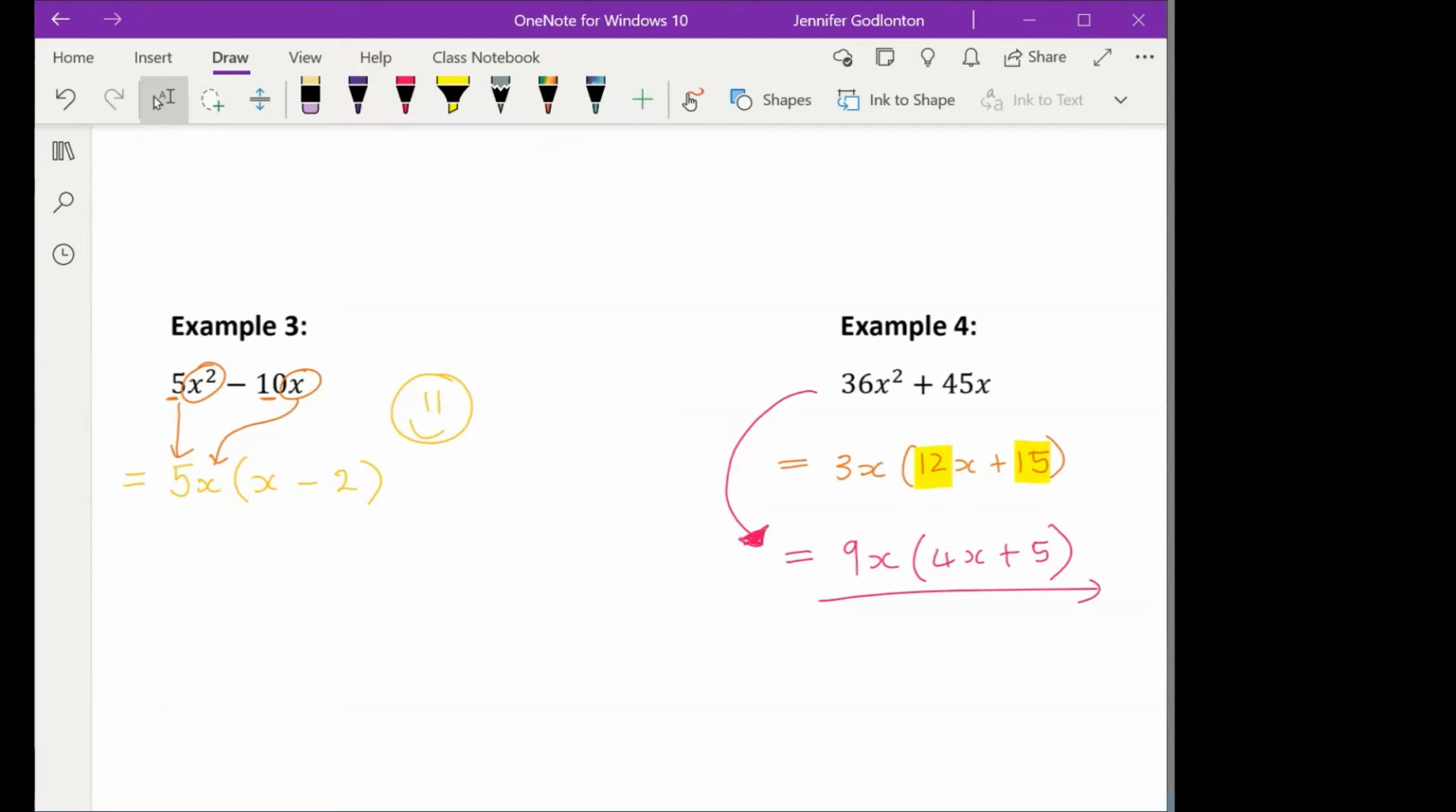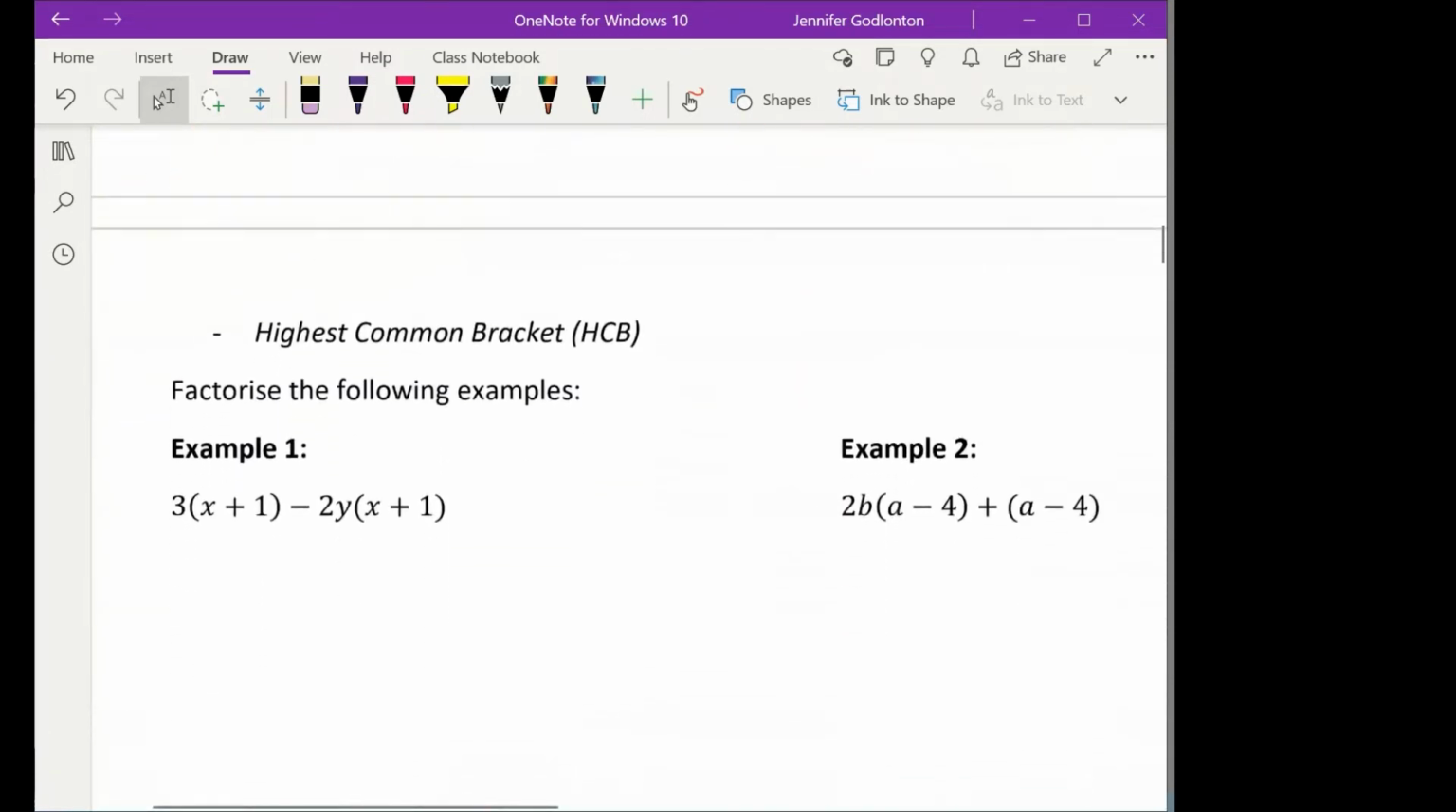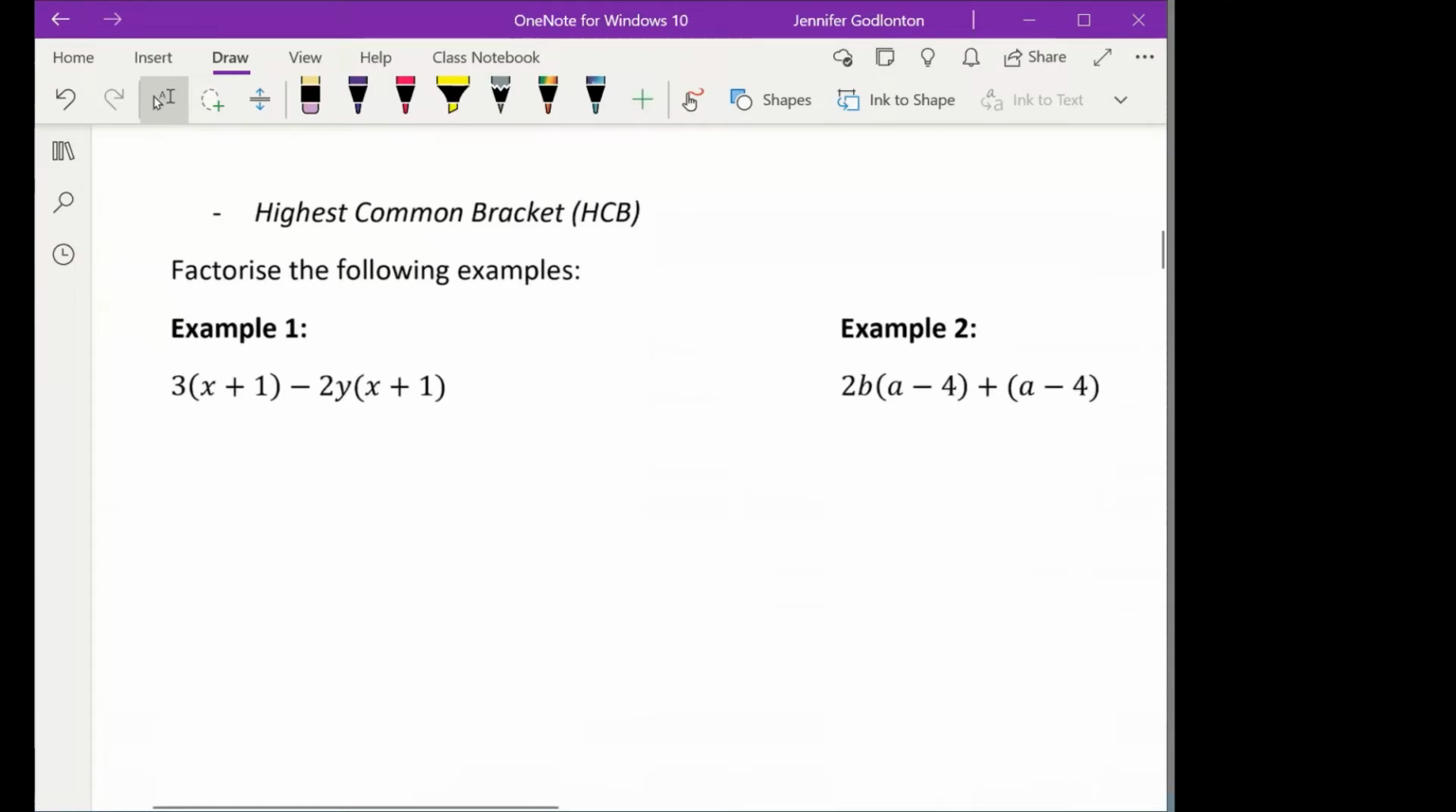Okay. Highest common bracket is very similar to highest common factor, but instead of taking out a number and a variable, we end up taking out an entire bracket. We can do this when we have more than one term. So like here, I've got 2 terms.